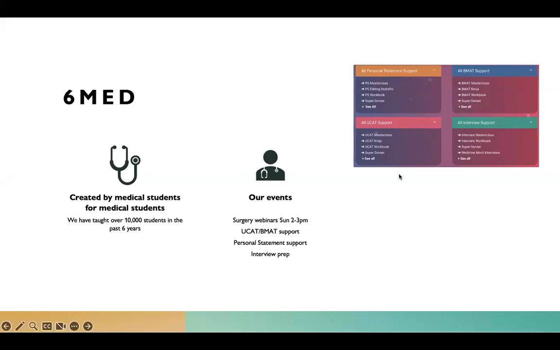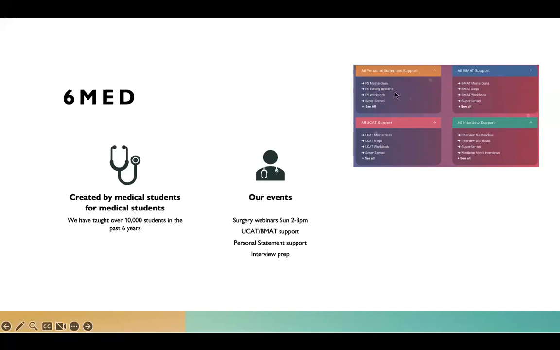On the screen on the right, you can see that we do UCAT and BMAT support, including masterclasses. You get access to a website which contains lots of questions that you can practice on and time yourself doing mock exams. There's also a UCAT workbook, which talks you through how to tackle each type of question to maximize your marks, because with the UCAT, it's all about technique and timing rather than sitting down and revising a topic, since it's more of an aptitude test than a knowledge-based test.